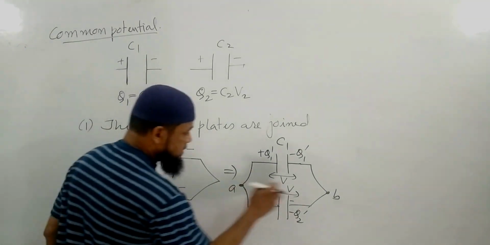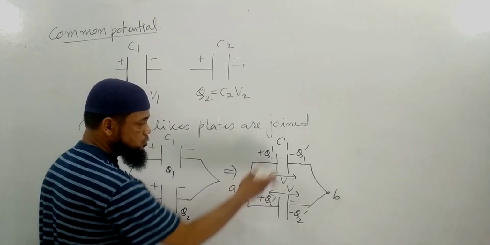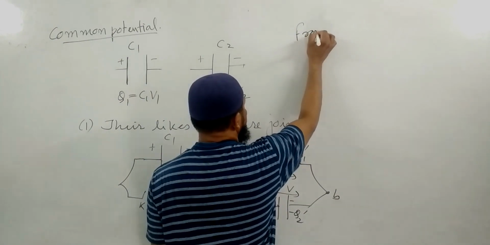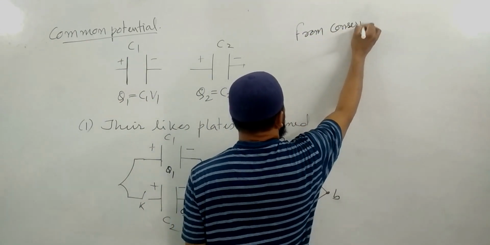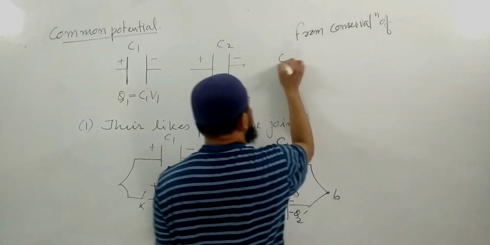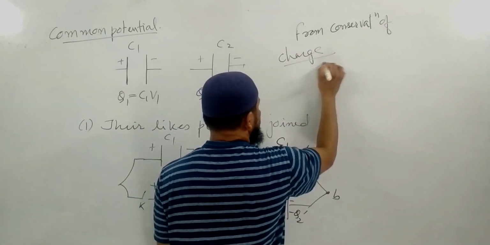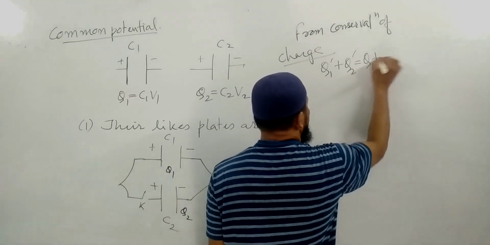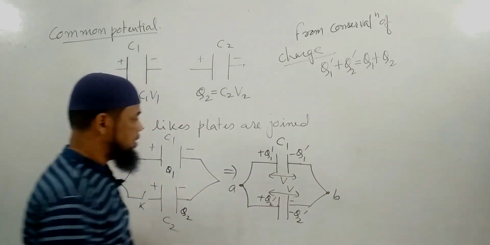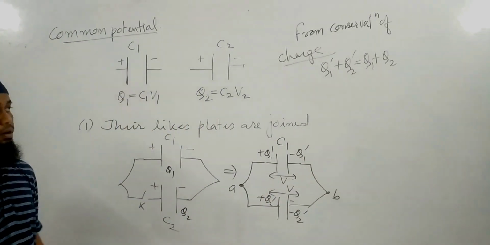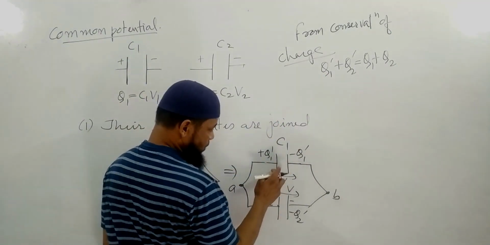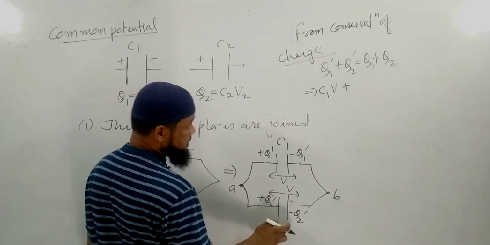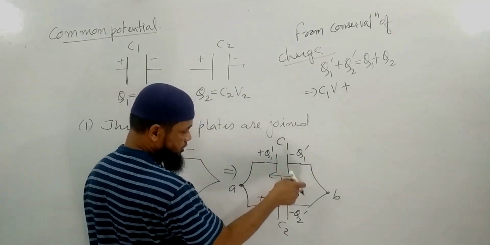So now we have to find out what is the common potential between A and B. That means what new potential they have achieved. So from conservation of charge, we get Q1 dash plus Q2 dash is equal to Q1 plus Q2. That means the final charges on the positive plates are equal to the initial charges on the positive plates. So Q1 dash in this case is C1 into V. Q2 dash is nothing but C2 into V.